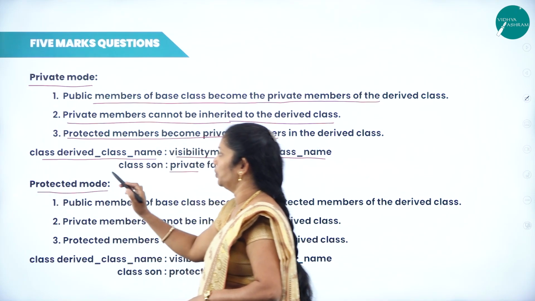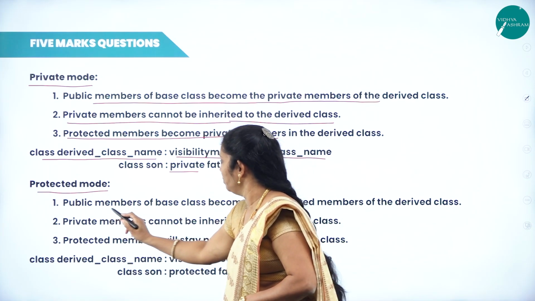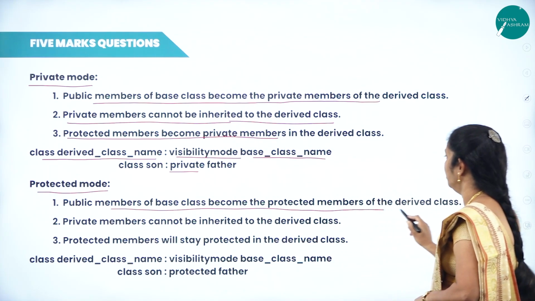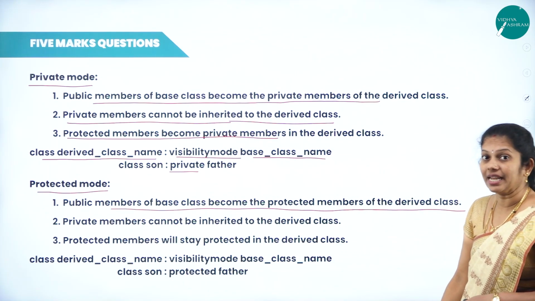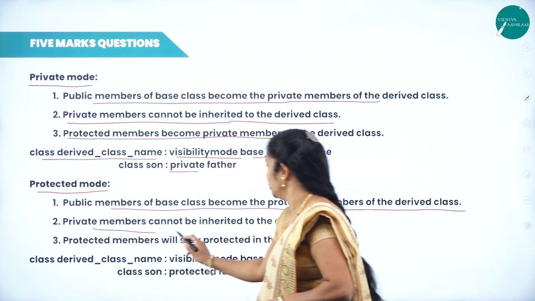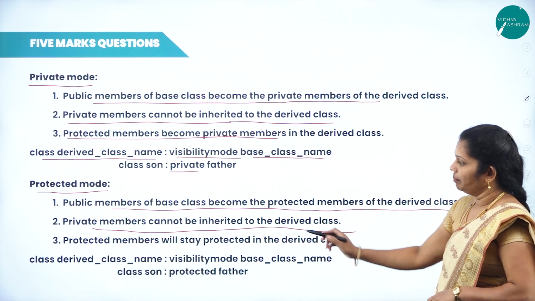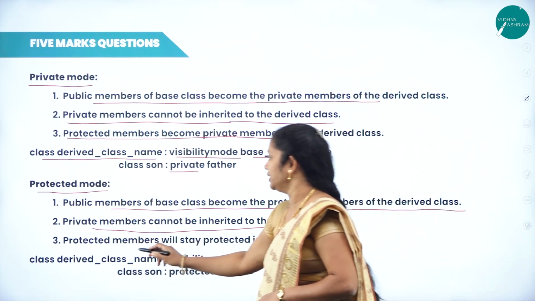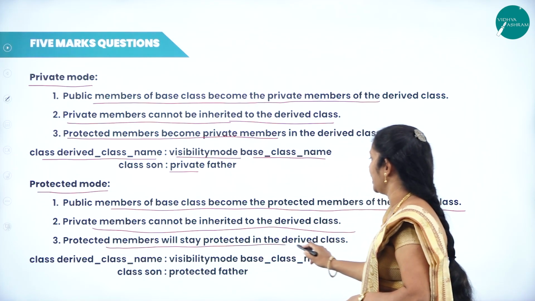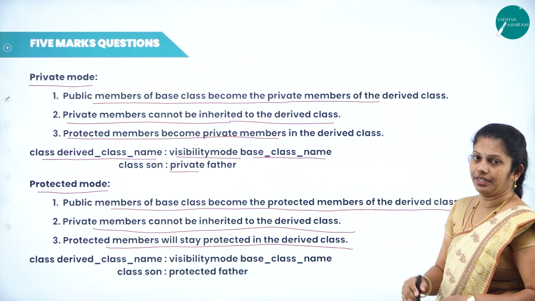And the last mode is protected mode. Here the public members of the base class become protected members of the derived class, and private members cannot be inherited to the derived class. And for the last one, protected members stay protected in the derived class. These are the three visibility modes.